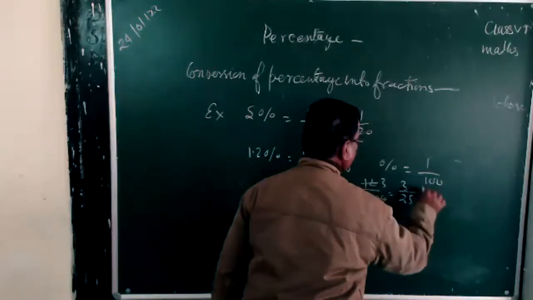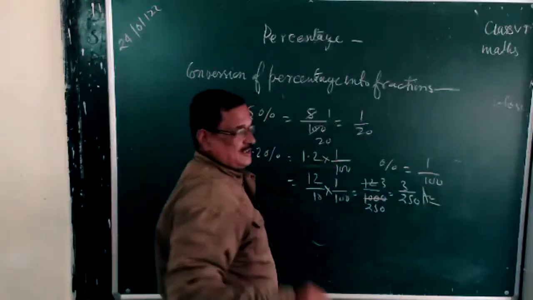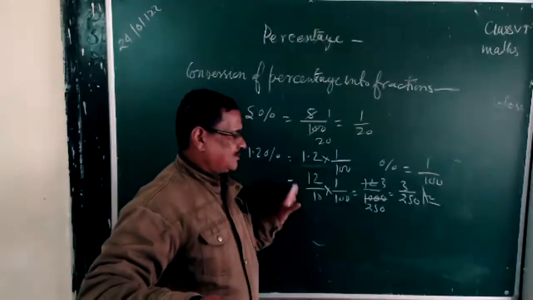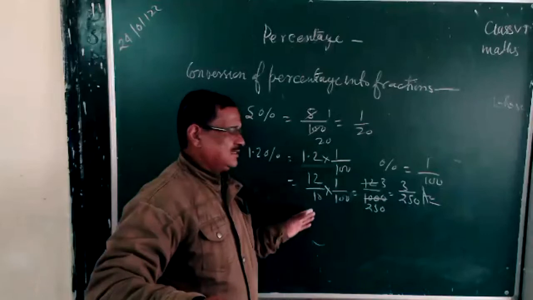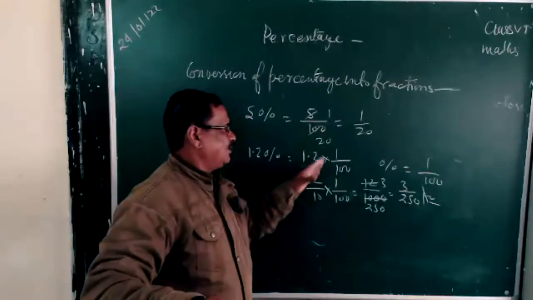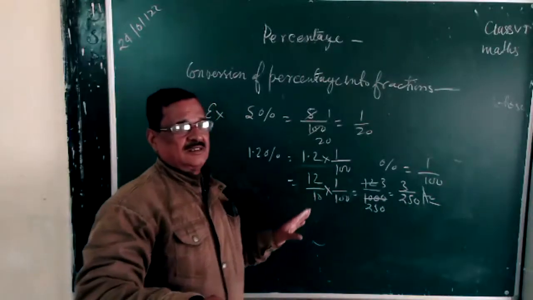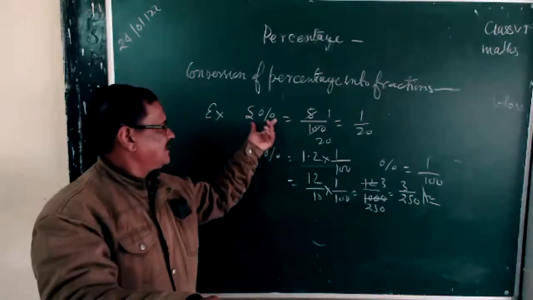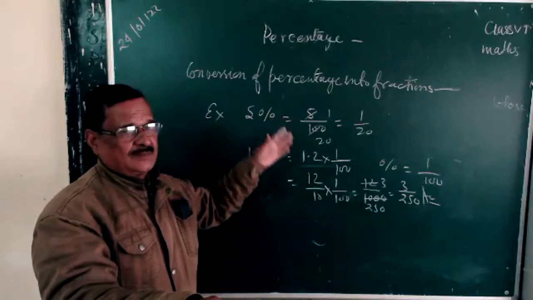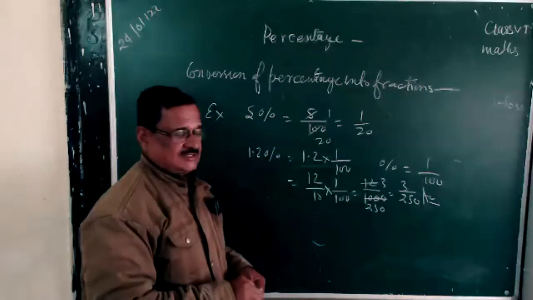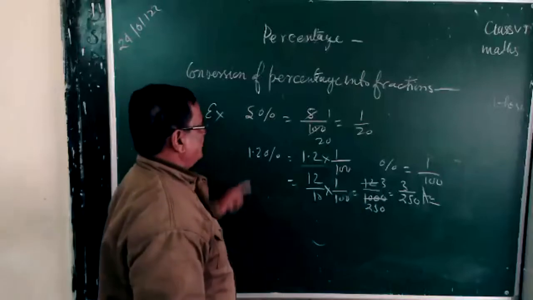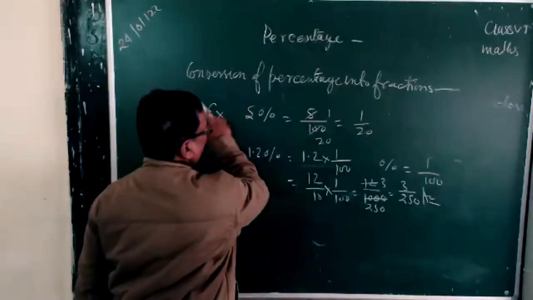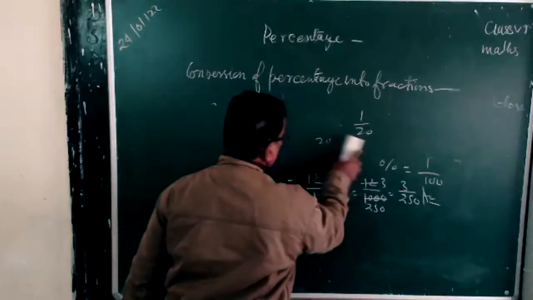This is the fraction. This way, any percentage can change into a fraction when you multiply by 1 by 100, replacing the percent sign with 1 by 100. This way you can convert any percentage into fraction. Now conversion of percentage into decimal.